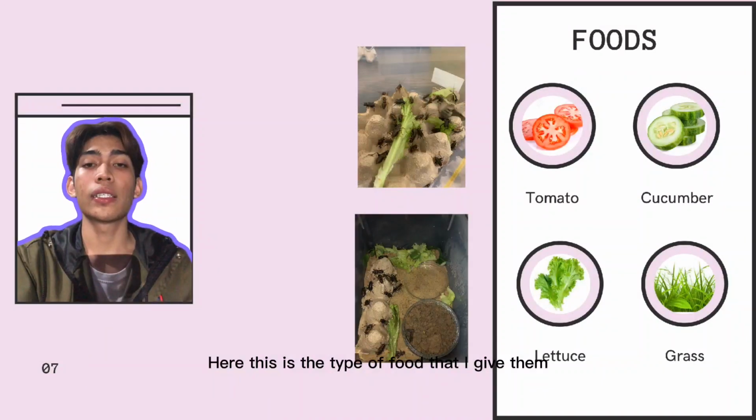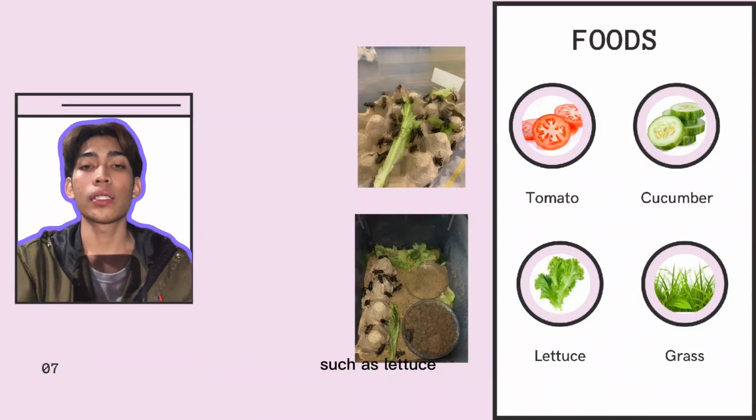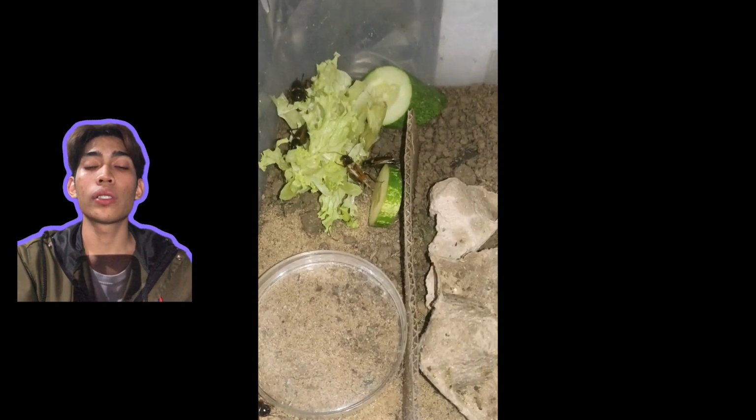See here, this is the type of food that I give them, such as lettuce, tomato, cucumber, and grass. I give them every day with water so that they can live and produce eggs.